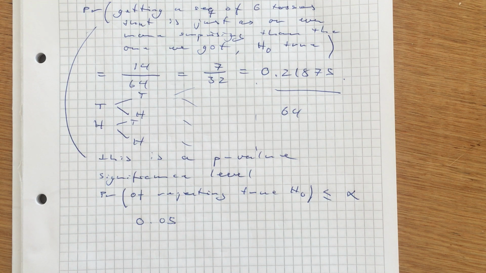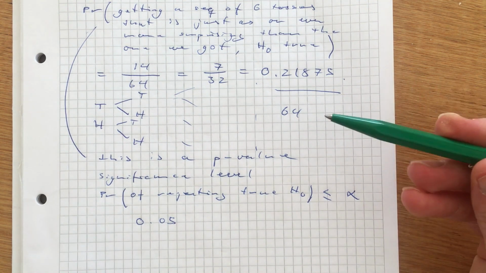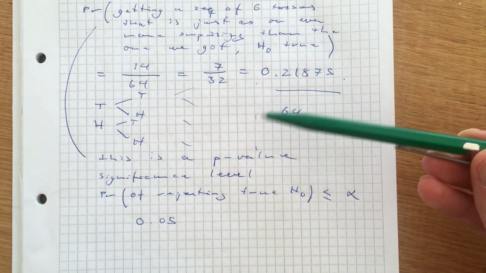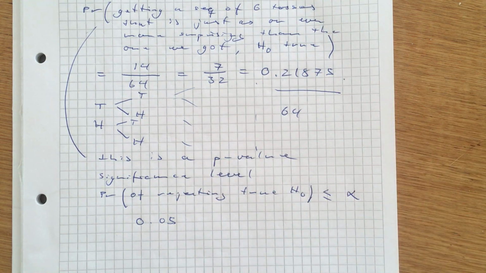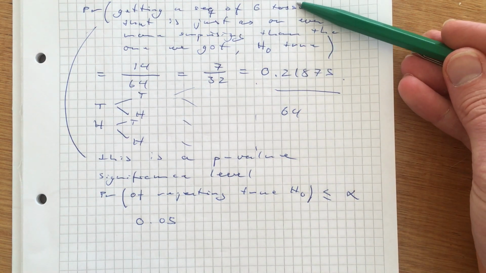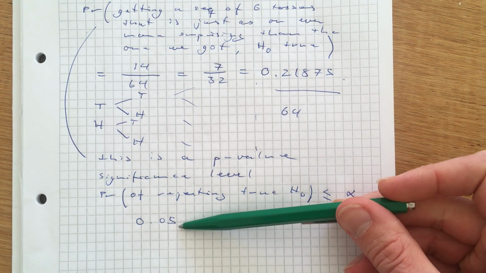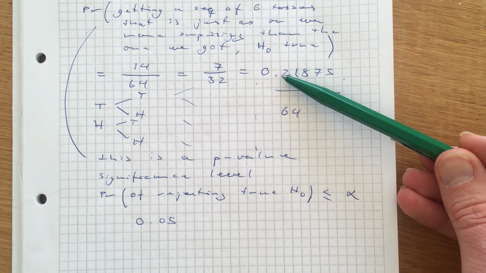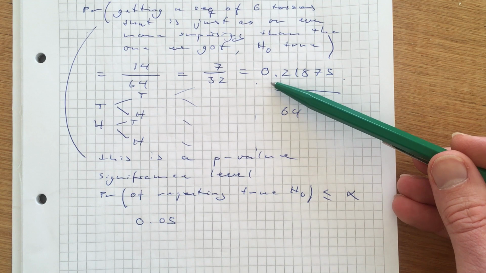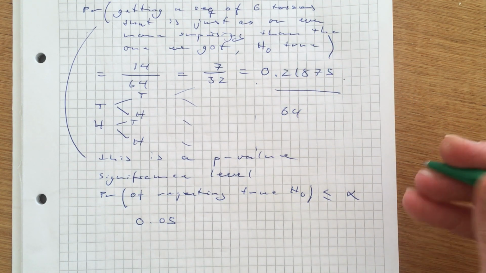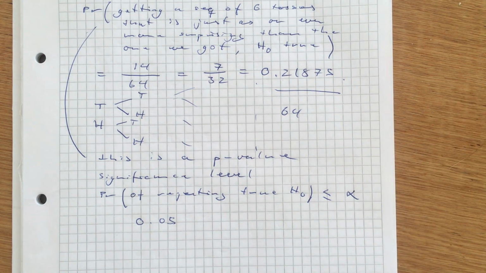So now, this means that for us to reject the null hypothesis here, I mean, to stop believing that we have a fair coin, this probability must be smaller than our significance level. Well, it is not, so we do not reject the null hypothesis based on the sequence of 6 coin tosses that we got.